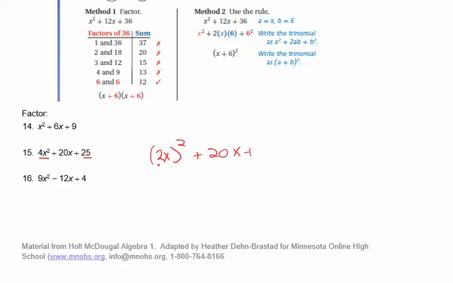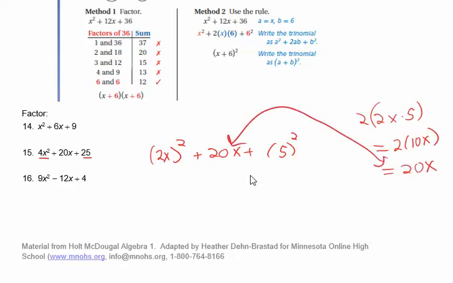And let's write the last term as a perfect square too. That's just 5 squared. So if the 2x times 5 times 2 is equal to the middle term, then we have a perfect square trinomial. So this would be 2x times 5 is 10x. And if I multiply that by 2, I would get 20x. Those match. So therefore, I do have a perfect square trinomial.